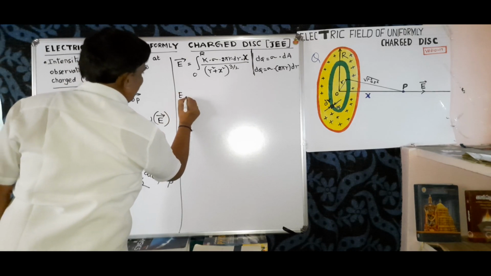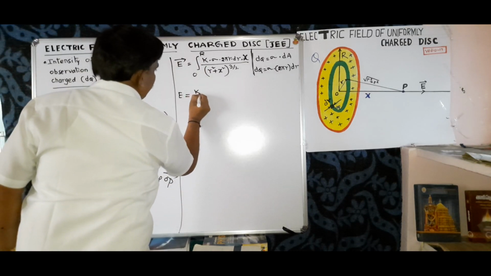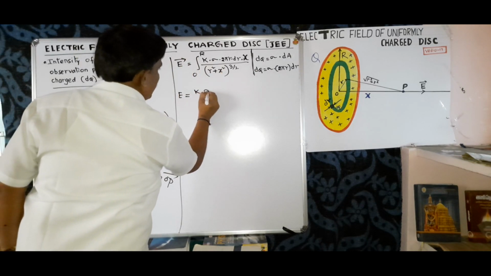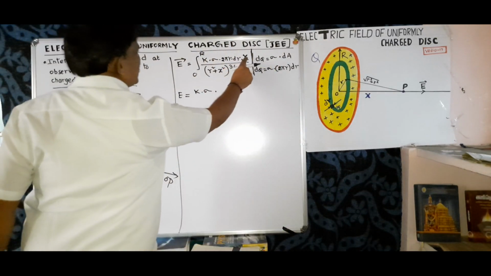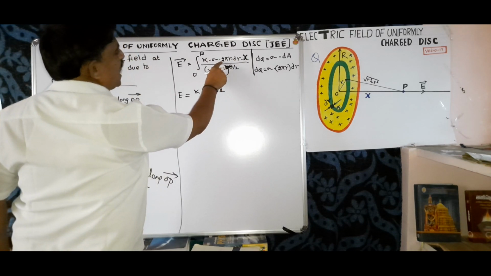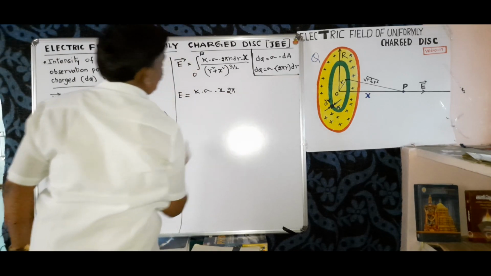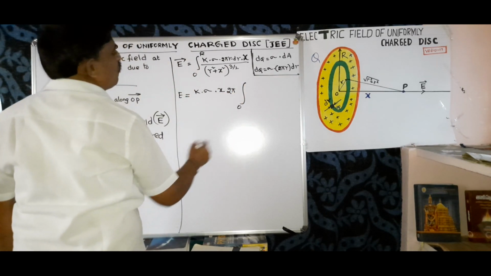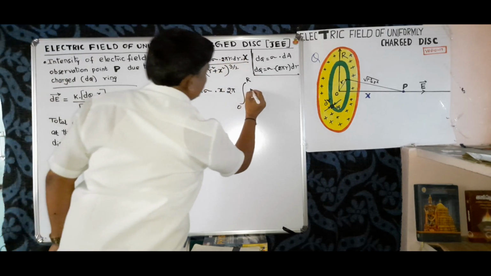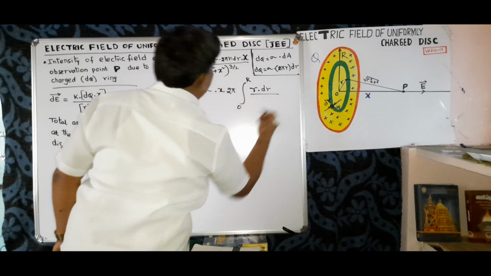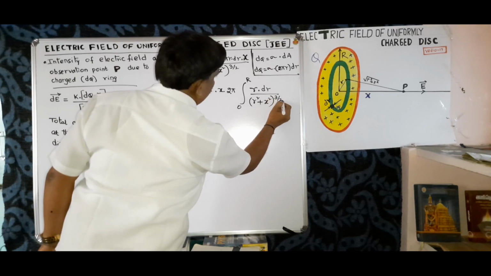Intensity of electric field E is equal to: K is a constant, taken outside. Sigma is constant, taken outside. x, this is a distance, is fixed. x is constant, taken outside. 2 pi, 2 is a number, constant, pi is constant, so 2 pi is taken outside. Remaining is the integral from 0 to capital R of r dr by (r square plus x square) whole to the power of 3 by 2, along OP.